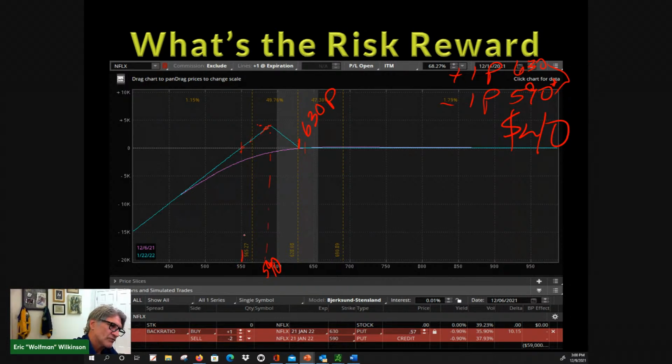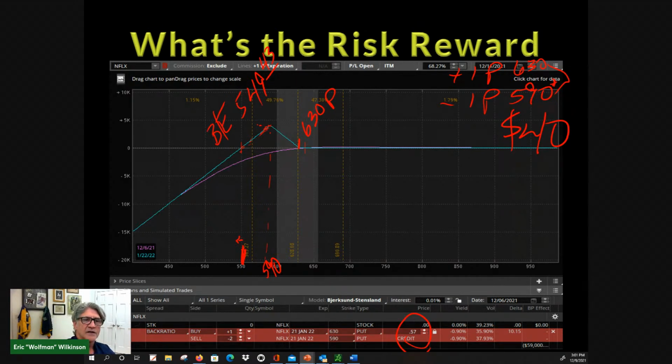So our break even here is really $549.43. Why? Because I get that $40, right? That gets me to 550. And then I also still have this credit that gives me a little more wiggle room to the downside. Okay. So that puts my break even way down there below where those support levels were.